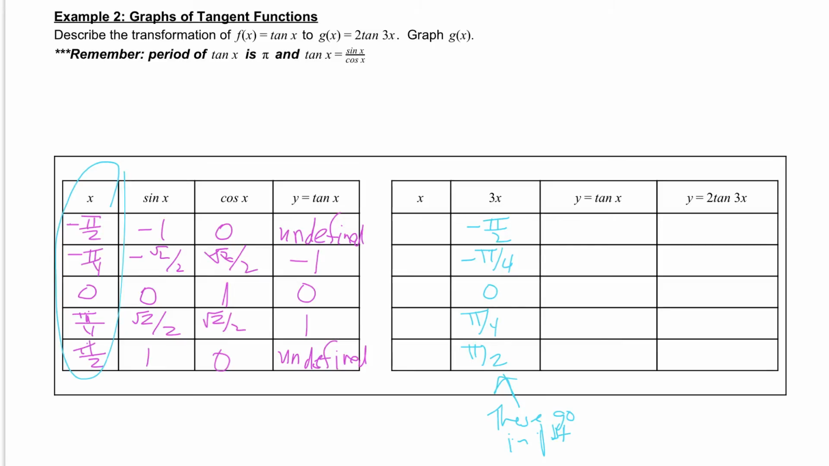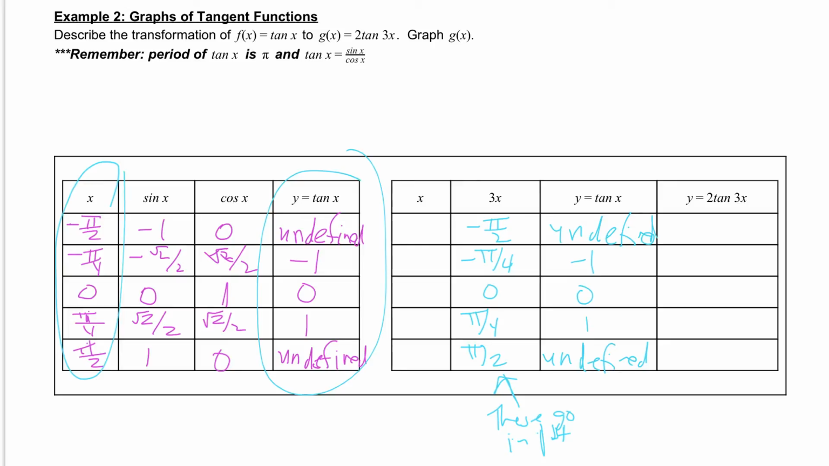Then what we're going to do is fill in the tangent function. This tangent function is coming from right here, these values that we came up with. So this is undefined. This is negative 1, 0, 1, and undefined. I guess we could spell it out.